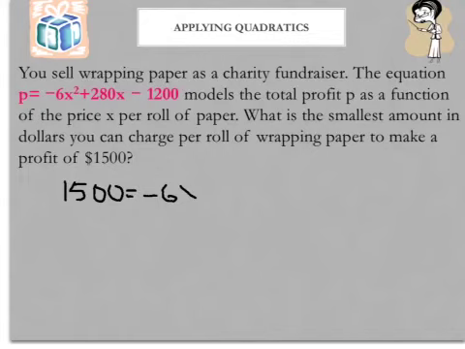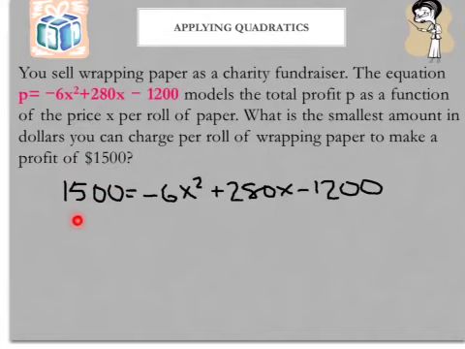Okay. So this is a little different. The problems we were doing before, we wanted it to be 0, right? Like when they hit the ground or when the speed was 0. Here, we want the profit to be 1,500, so that's what we're putting in for our y, and we want to find the x that makes our y 1,500.